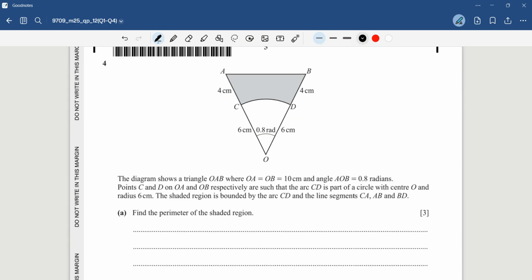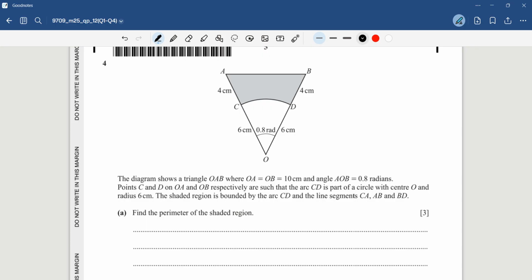Okay, so we go to question number 4. The diagram shows a triangle OAB where OA equals OB equals 10 and the angle OAB is 0.8 radian. The points C and D on OA, OB respectively are such that CD is part of a circle with center O with a radius 6. The shaded region is bounded by the arc CD and the line segments CA, AB and BD. Okay, find the perimeter of the shaded region.